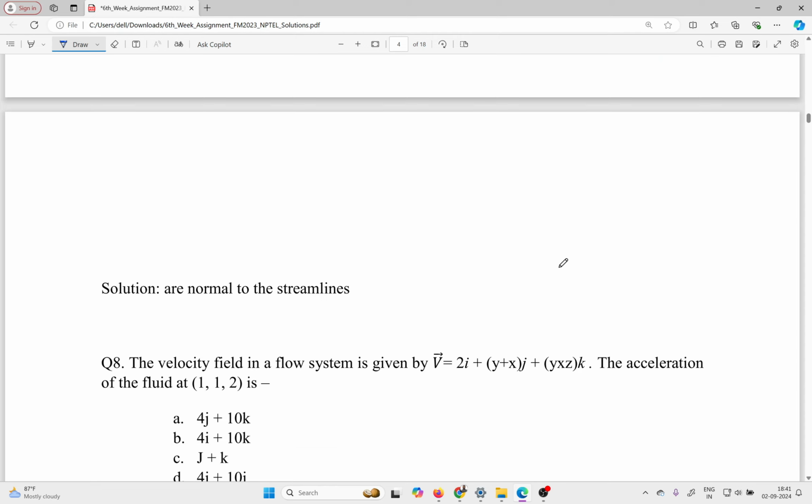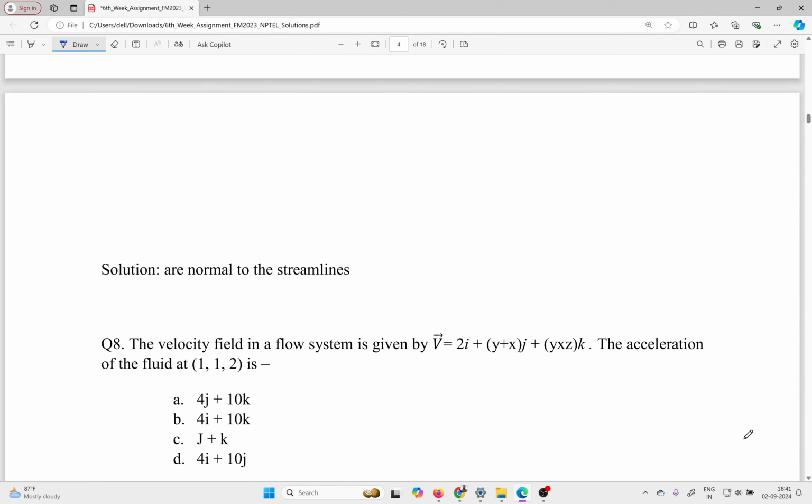The next question is: the velocity field in a flow system is given by vector v is equal to 2y i plus x j plus xyz k. The acceleration of the fluid at point (1, 1, 2) is: 4j plus 10k, 4i plus 10k, j plus k, or 4i plus 10j. Please try to calculate and give your answer in the chat box.